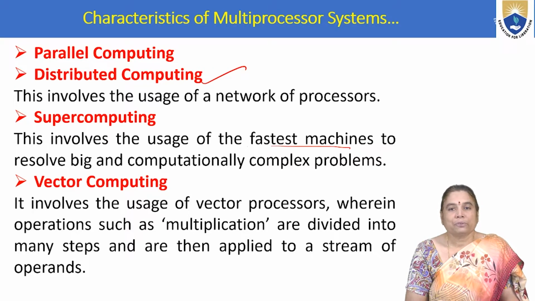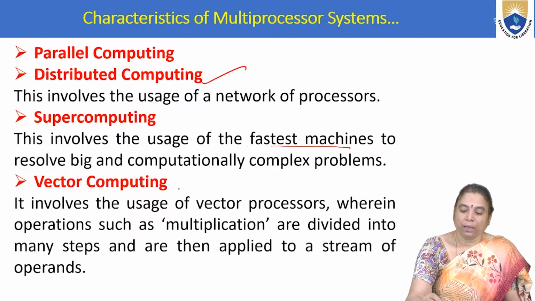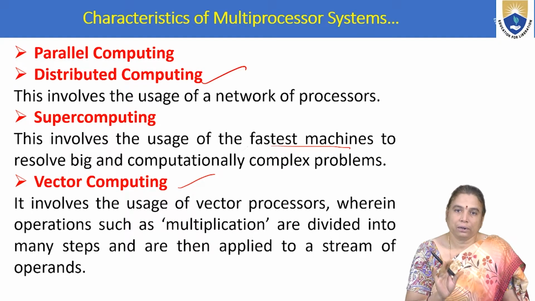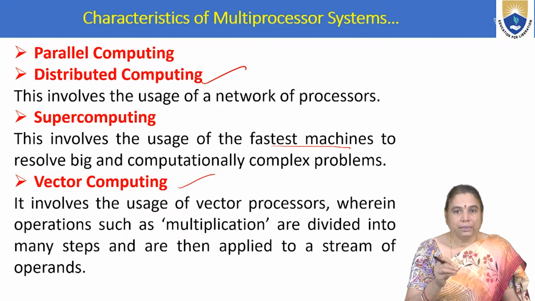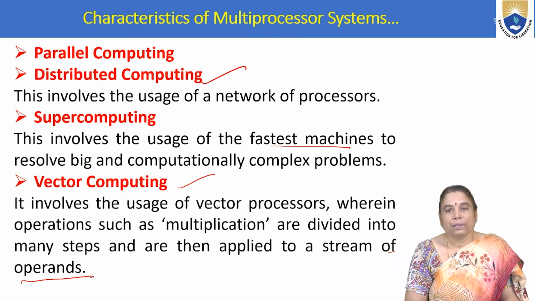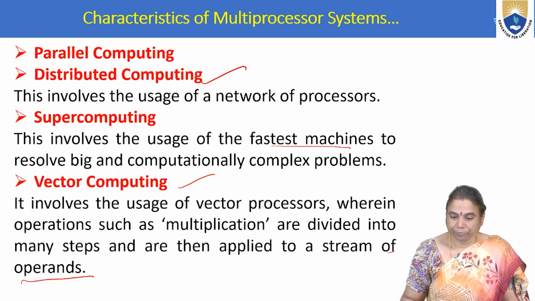And the multiprocessor system has the characteristic of vector computing, which involves vector processors that can segregate the major computational task into small parts or steps, and these steps can be carried out or performed in a stream of operands. So thereby the multiprocessor system can support vector computing.